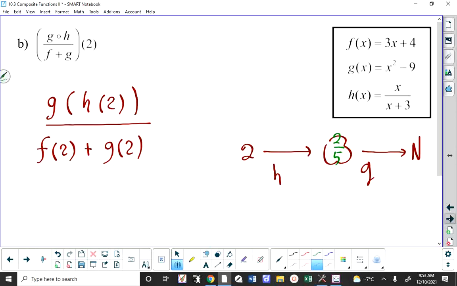Okay. And then I put it through g. I have to square 2/5 and subtract 9. You know, nobody cares on an exam how you're going to get that. Figure it out. Negative 221 over 225. Sorry? Over 125.